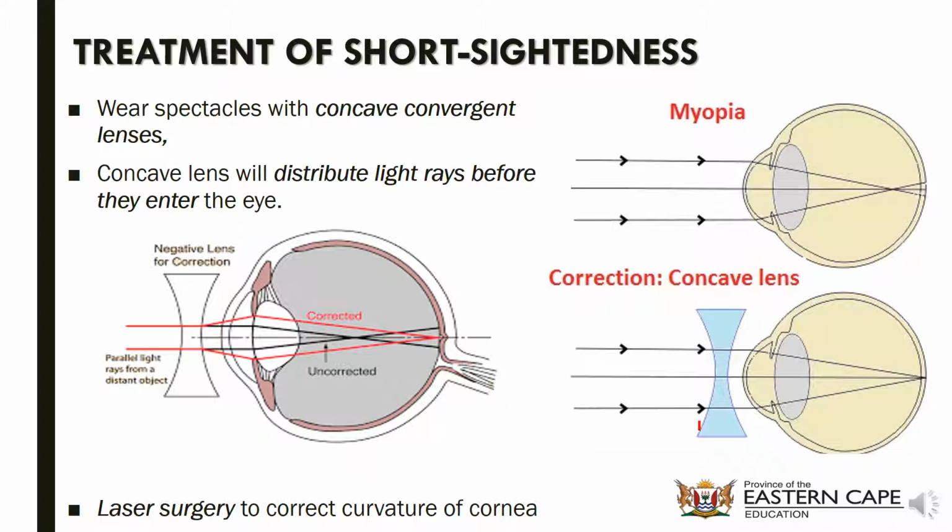Ideally, if you're not going to get a concave lens, you may go for laser surgery, and in most cases laser surgery is there to correct the curvature of the cornea. That is, if the problem is as a result of the uneven curvature of the cornea.